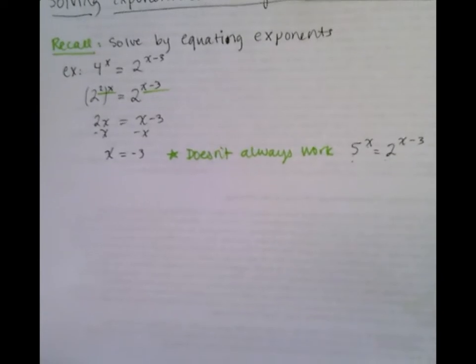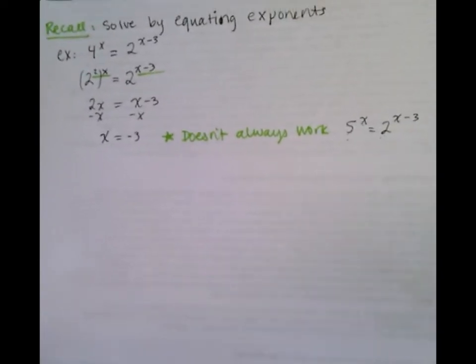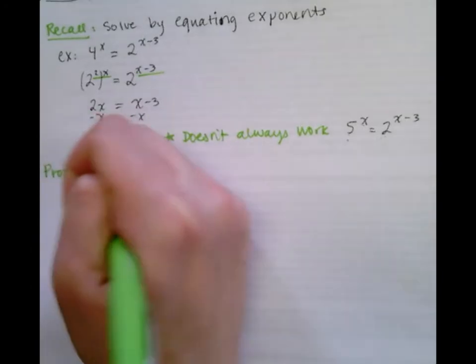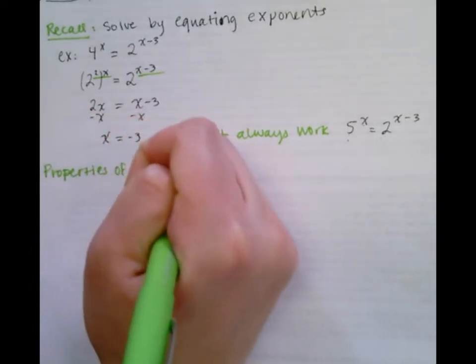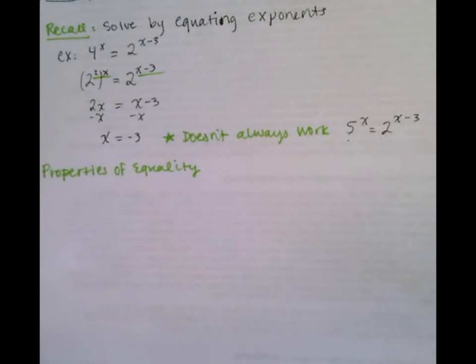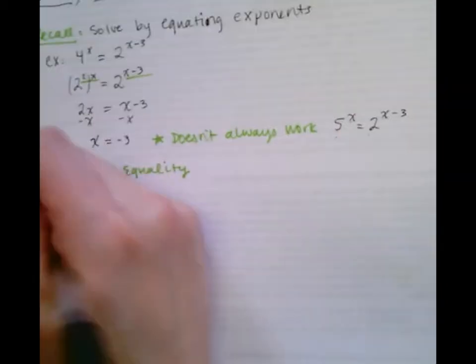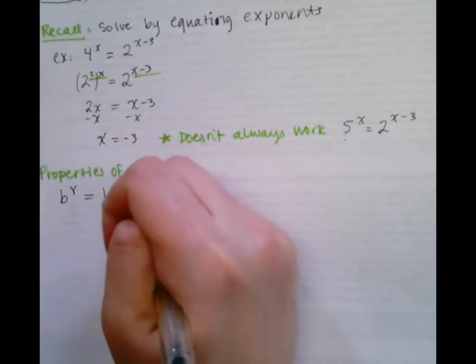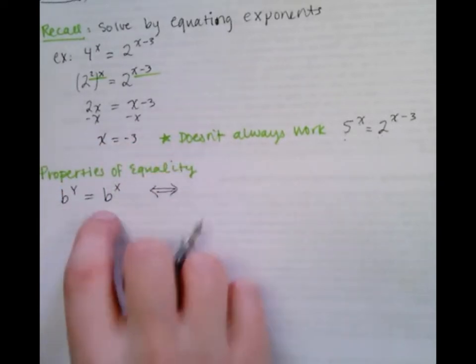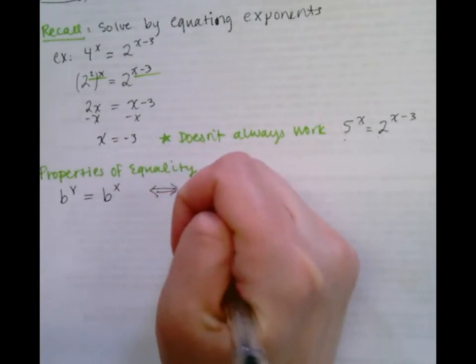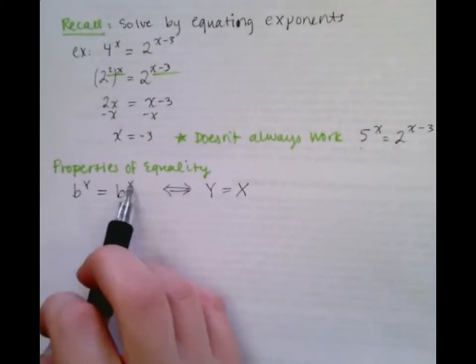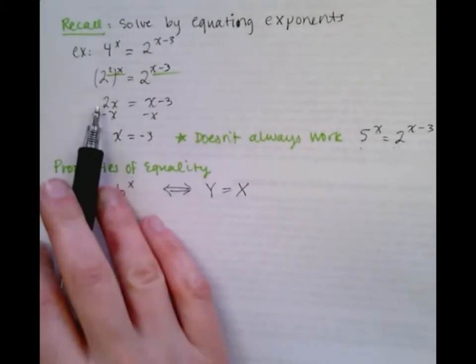Okay, so now I'm going to introduce some properties that we're going to be using while we solve these equations. So we have certain properties of equality. The properties of equality are going to be the idea that if we have b to the y is equal to b to the x, then if this is true, it also must be true that y equals x. So this is the idea that we can equate the exponents y and x if we have the same base. That's what we used up here.